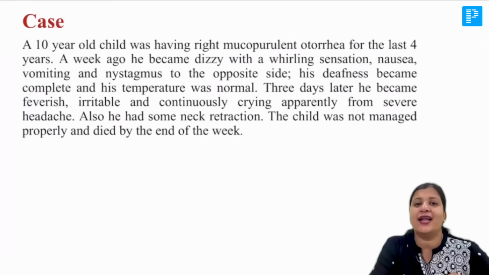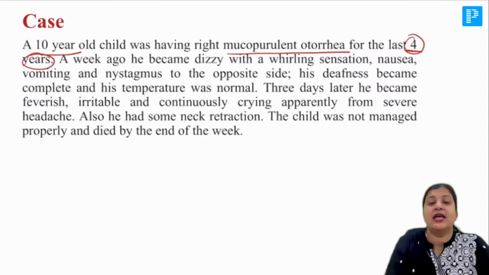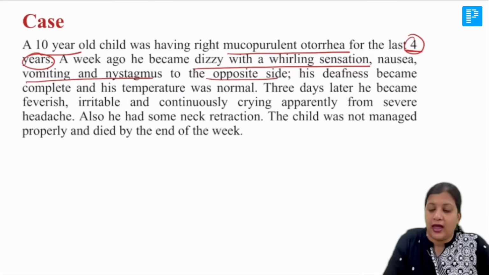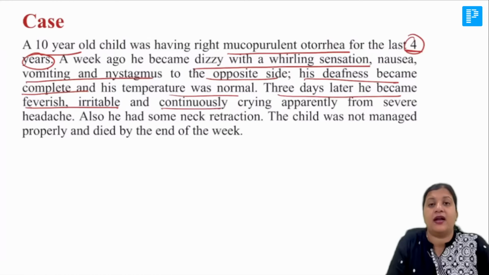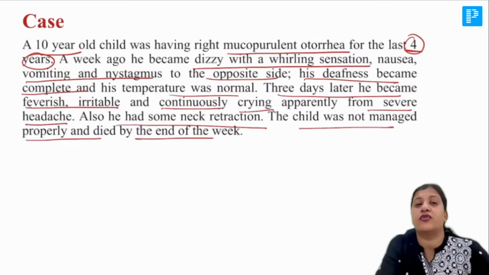So with that intent, let's begin the first question, where a 10-year-old child is having mucopurulent otorrhea for the last 4 years, meaning it's a chronic disease. And the child became dizzy with a whirling sensation, nausea, vomiting, and nystagmus to the opposite side. And then his deafness became complete and temperature was normal. 3 days later, he became feverish, irritable, and continuously crying, apparently from severe headache. Also, he had some neck retraction. The child was not managed well and died by the end of the week.